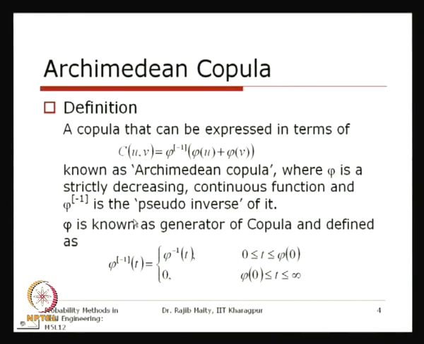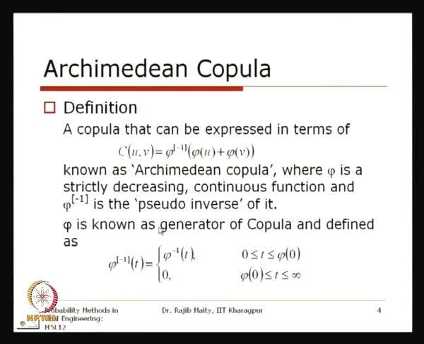So, this is the functional property of this phi: it is strictly increasing and a continuous function, and phi with the -1 in straight brackets is phi inverse, known as the pseudo inverse of the same function phi. Once we can express the full copula function in this form, the most important function is this phi function, and if we know phi, then we know the copula function also. That is why phi is known as the generator of this copula.